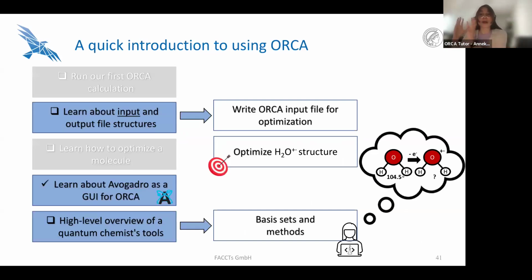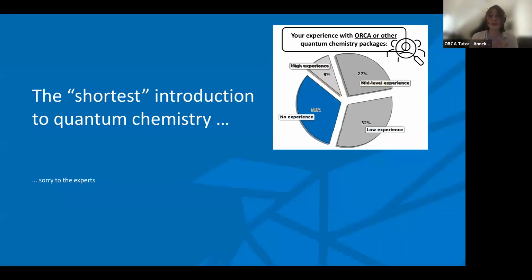Good. With that, we communicated to ORCA how our molecule looks like, but now we also have to communicate to ORCA how to describe it from a quantum chemical perspective. This brings me to my next point, that I want to give a really high-level overview of the quantum chemistry tools. For that, I'm already really sorry to the experts. The next 2 minutes are just for the people who have no experience at all, because I'm going to talk about basis sets and DFT functionals. If you never heard about it, it sounds like gibberish, but if you have heard about it, what I'm going to tell you will probably be really redundant and way too simplified, so that you probably think it's entirely off.